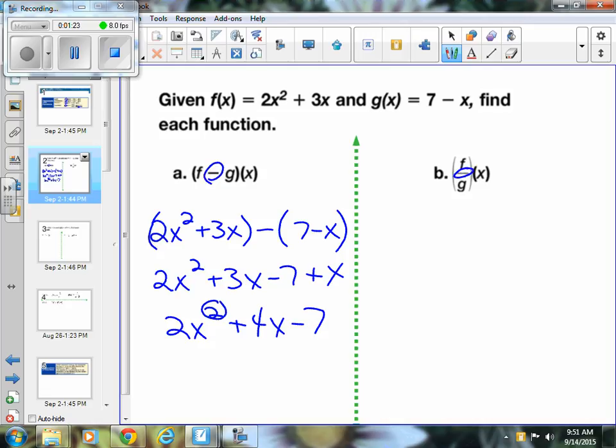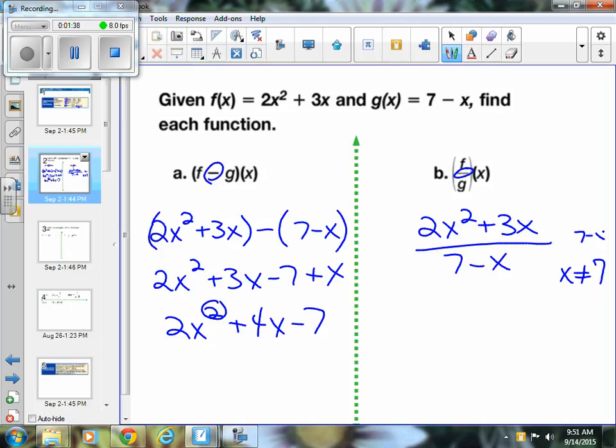So in the next one, we have division. So that means we're going to divide them. And be really careful with things like what your denominator can't be. We know we can't divide by 0, so x is not going to be able to be equal to 7. Remember, set that denominator equal to 0 and solve.